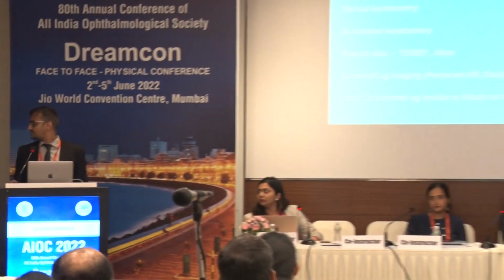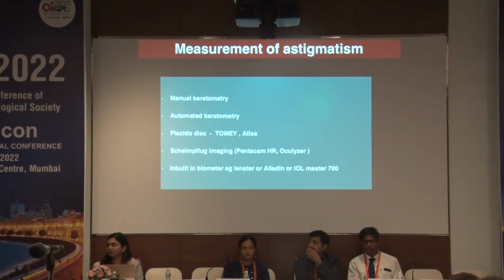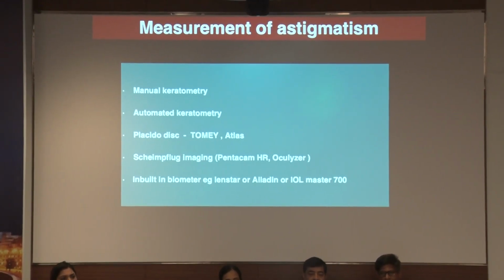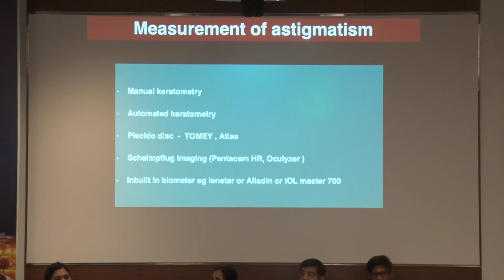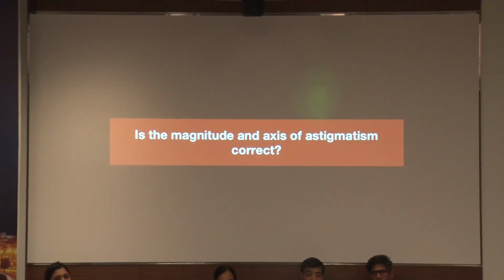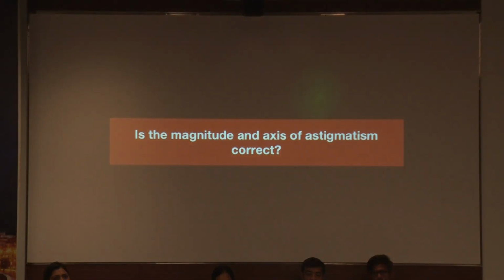Get both the eyes checked because you need to understand the symmetry between the two eyes, and get the measurements preferably in undilated state. We have all these equipments available to us for measurement, right from manual K, auto K, Placido-based tomography, then Scheimpflug-based imaging, and nowadays all the biometers are coming up with the topography themselves. So the first question is: is the magnitude and axis of astigmatism correct? The dilemma in our mind when we are starting a toric practice is: is the instrument that I have taken okay or not?